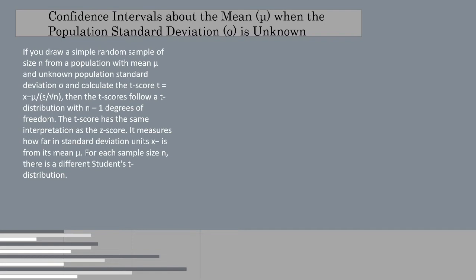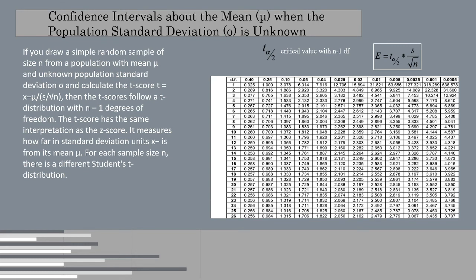For each sample size n, there is a different Student's t-distribution. Because of this change, our critical value will be found by using the t-table. And we will have a final formula for this problem: E is equivalent to the t critical value times s over square root of n. I will show you the t-table. The degrees of freedom is always n minus 1, and in the upper row we will have the percentage of our critical value.